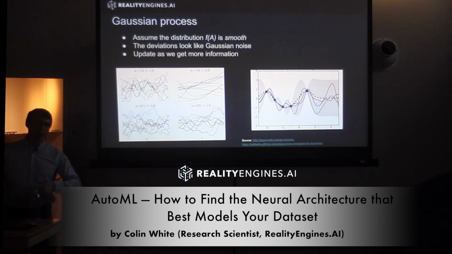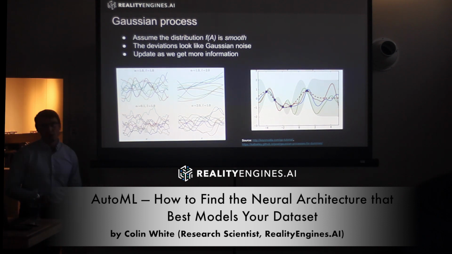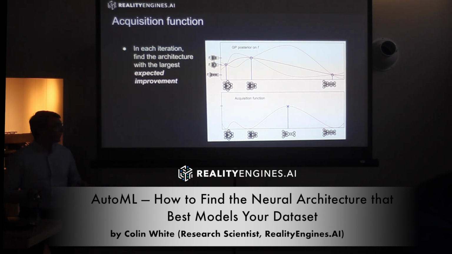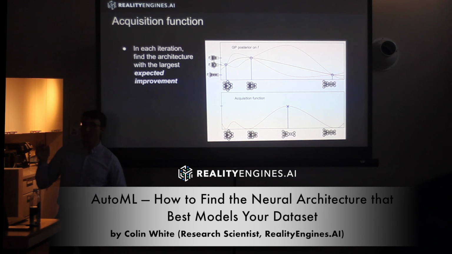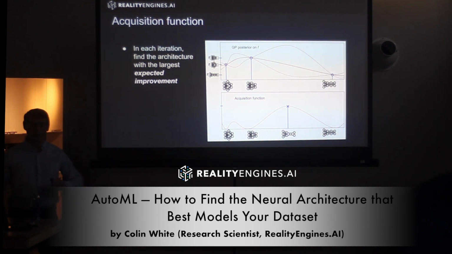Okay, so now we have a posterior probability over all possible functions, and now we want to do some exploration-exploitation trade-off. So say we have a few architectures that have done really well. We want to look around that space to try to get other really good architectures. But we also want to occasionally explore, like try completely random architectures in case they do even better. So this is formalized with an acquisition function.